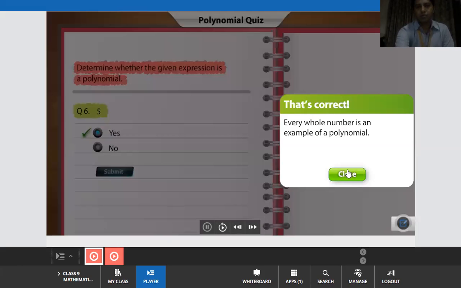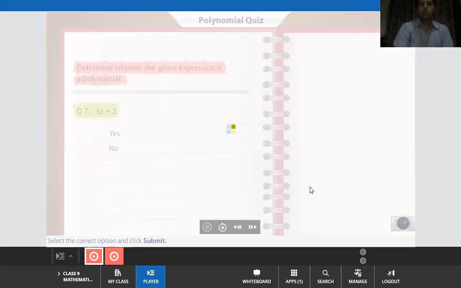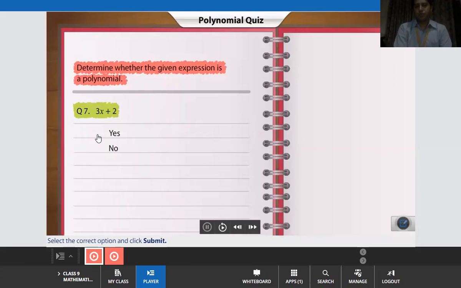That's correct. Next we have 3x plus 2. Select the correct option and click submit. In 3x plus 2, the power of x is 1. So 3x plus 2 is a polynomial because the power of x is a whole number.